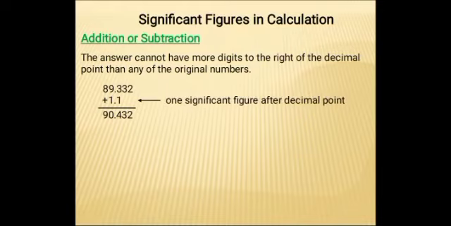So the answer is 1 significant figure after decimal point. Yes, in the lower one there is 1 significant figure after decimal point. We will ignore then upper 3. Okay, and the round off becomes 90.4.